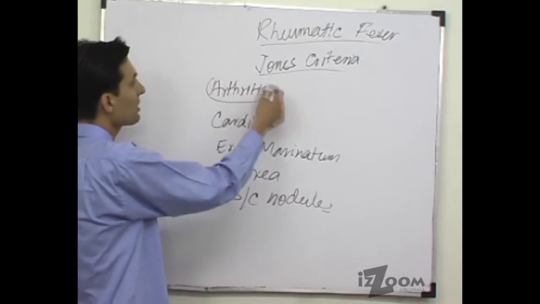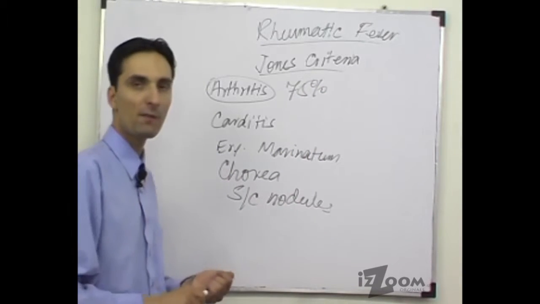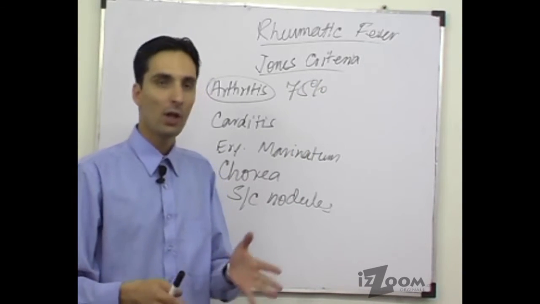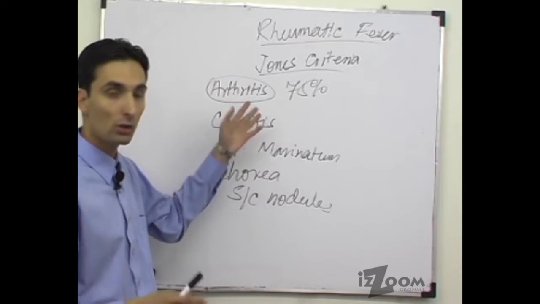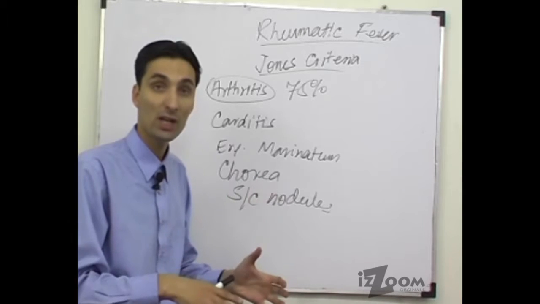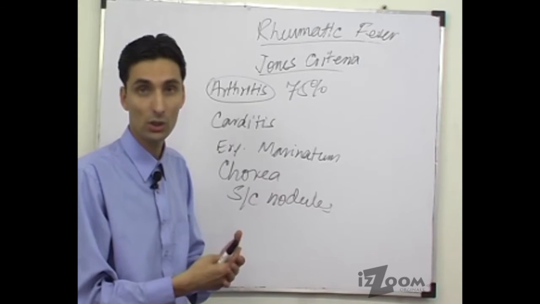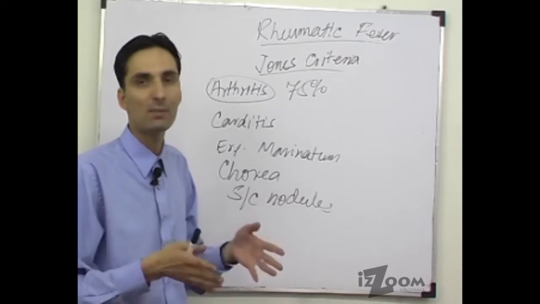Arthritis occurs in 75% of the cases of rheumatic fever. They have arthritis, not arthralgia. The difference is that in arthritis there is a red, swollen, tender joint, whereas arthralgia is only pain in the joint.